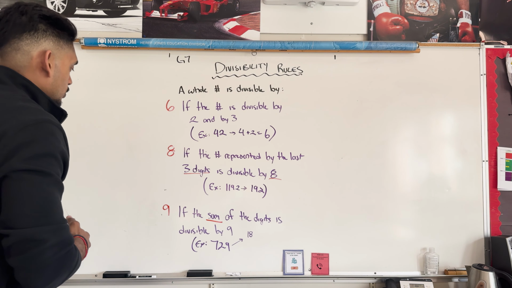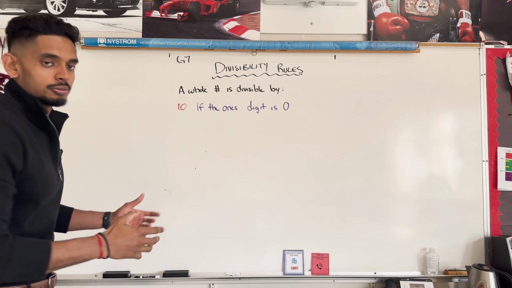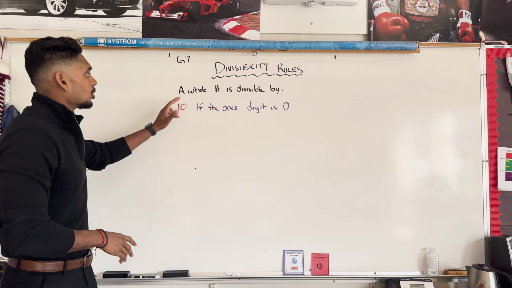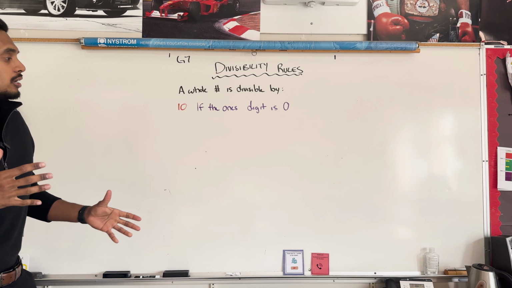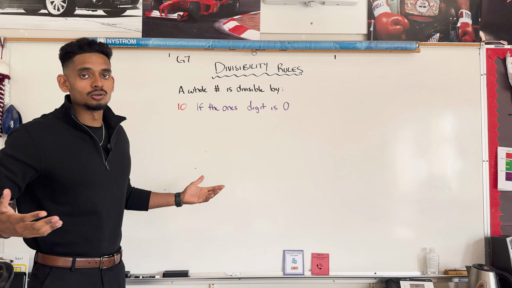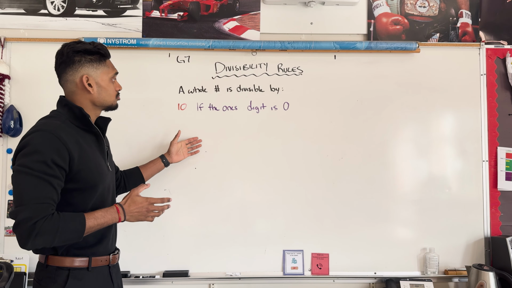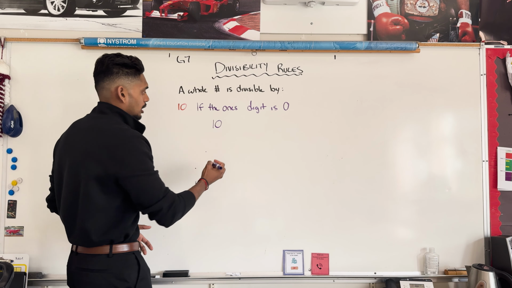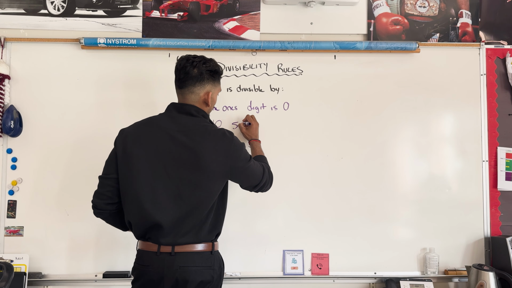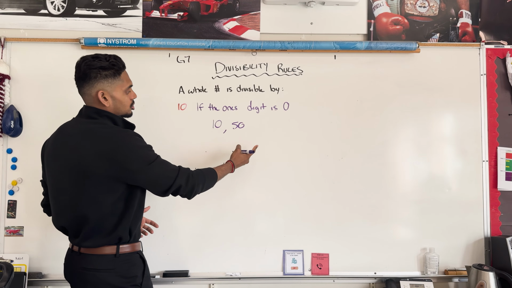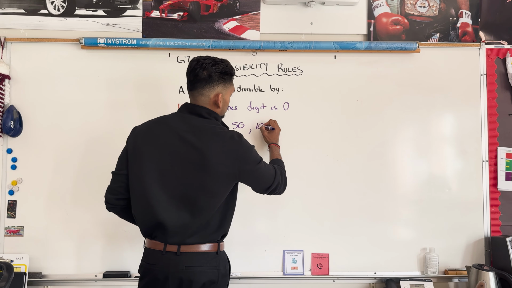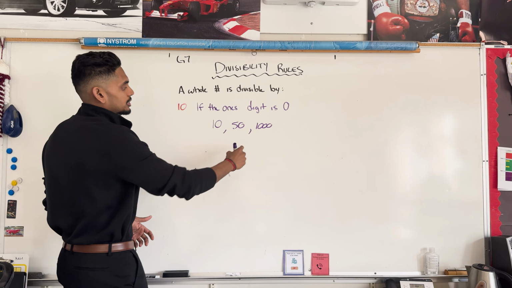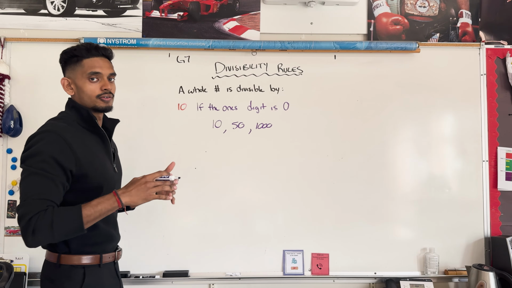The final one for today is 10. Perhaps the easiest one, saved for last. A whole number is divisible by 10 if the ones digit is 0. Easy example is 10. Look at the ones column. It's 0. We can do 50. The ones column is still 0. Even 1,000, the ones digit is still 0. You can go on forever. I'm not going to do that.